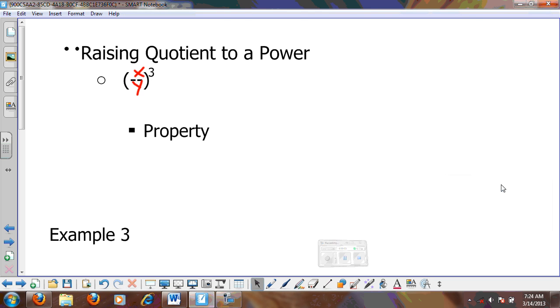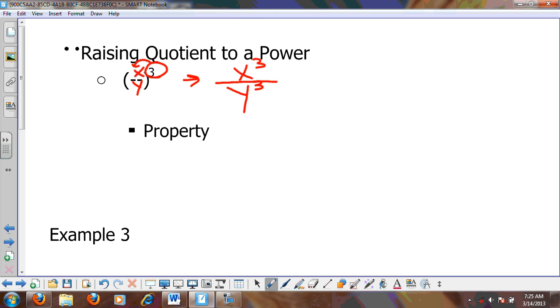Okay, this is part 2. We're going to talk about raising the quotient to a power. If you look at the first example that we have, x over y to the third. When it's in parentheses, we realize that last time this exponent is going to affect everything inside parentheses. So it means that I'm going to take x to the third power and y to the third power.